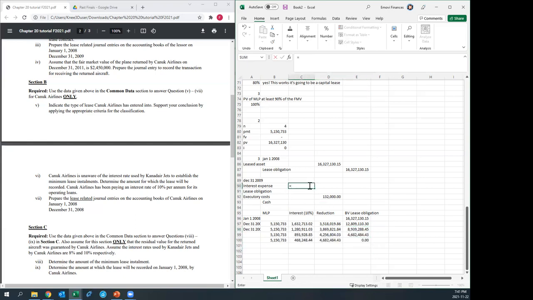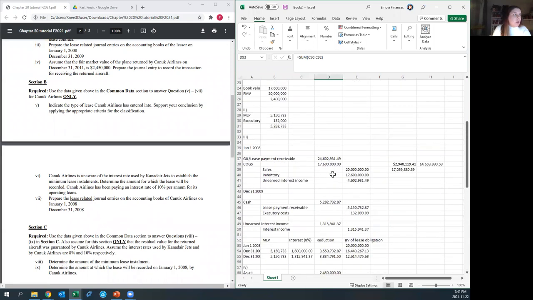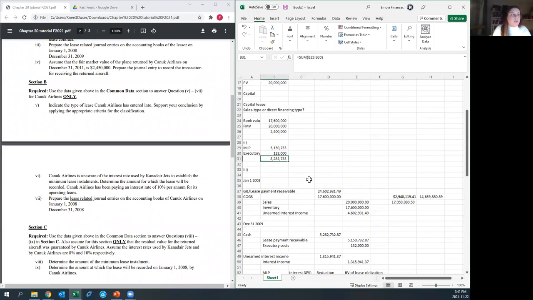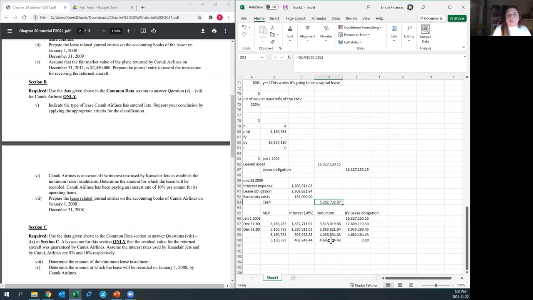So your interest expense for December 31st, 2009 is the 1.28 million that we found in the interest column. And your lease obligation is basically your reduction. So it's your 3.86 million. Your executory cost of the 132,000. Then your cash is the sum of all of this. So see, it should equal what we found earlier for their annual payments. So 5.282, 5.282, that works.